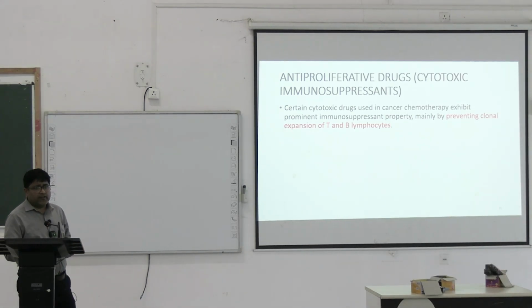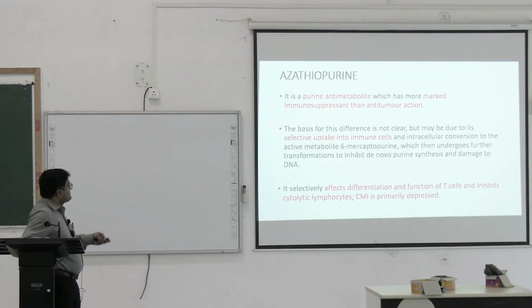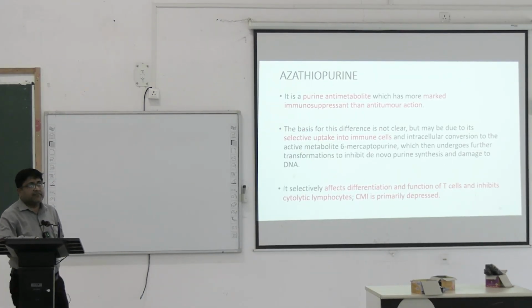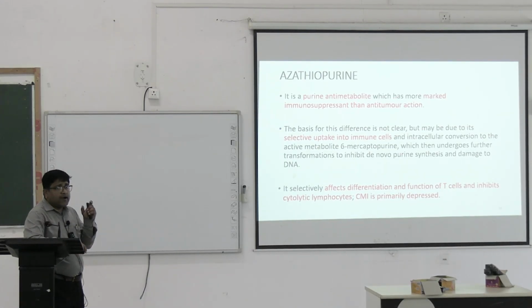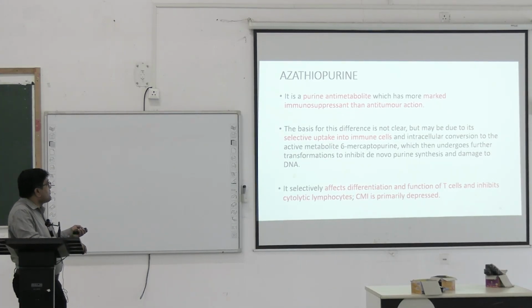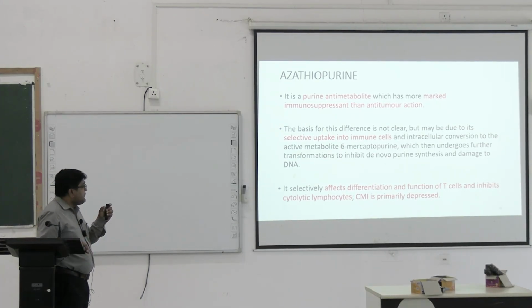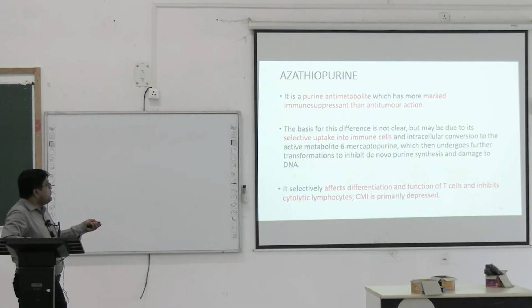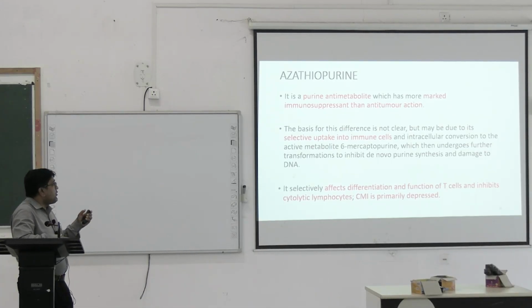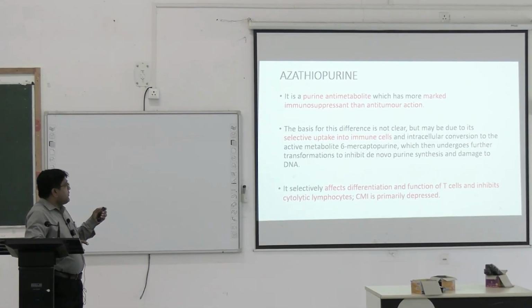Coming to the next class of drug, the anti-proliferative drugs or cytotoxic immunosuppressants. They prevent the clonal expansion of the T and B lymphocytes. Now, the first drug here is azathioprine. It is a purine anti-metabolite. It has got marked anti-tumor activity and immunosuppressant activity. Selective uptake into the immune cells is seen with azathioprine. So, they have got more immunosuppressant activity, not the anti-tumor activity.